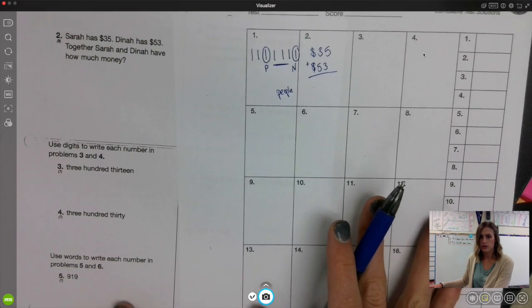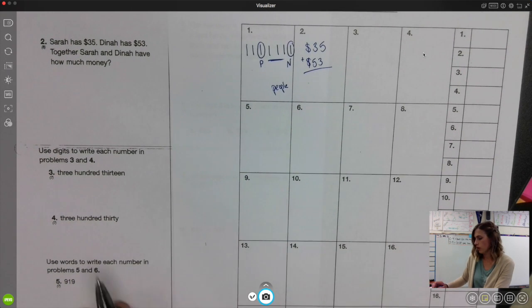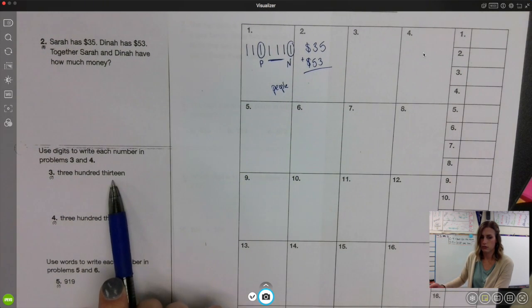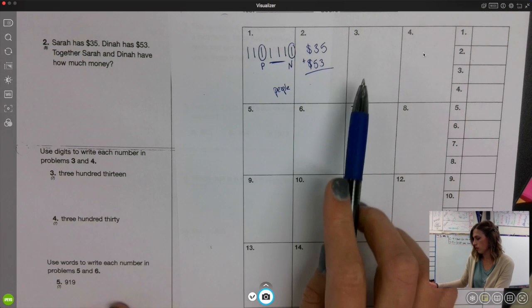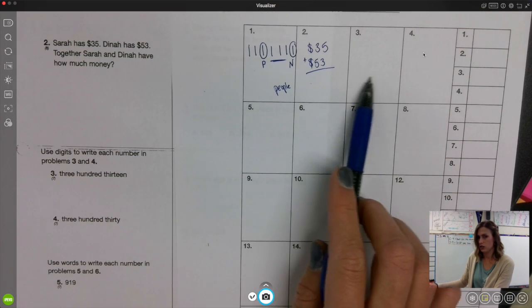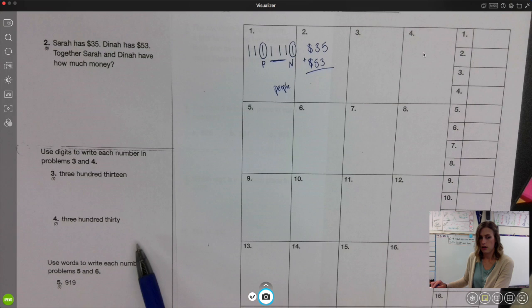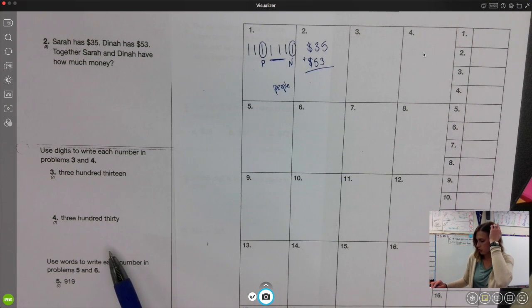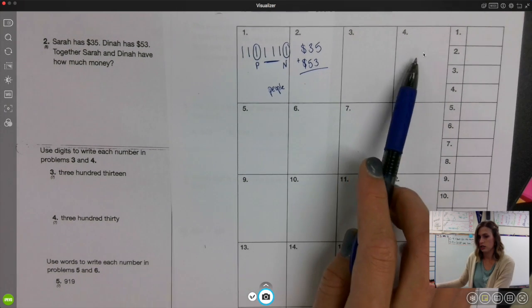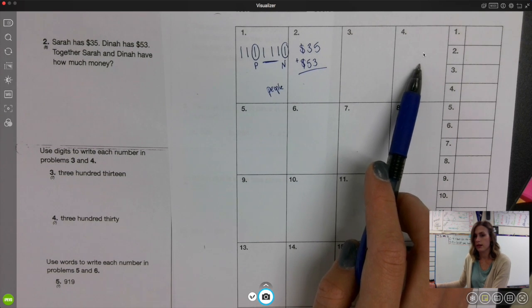3 says use digits to write each number. 313. So for 3, you'd write 313 just with digits, with numbers. And then for number 4, 340. So use digits, use numbers to write 340 right here.